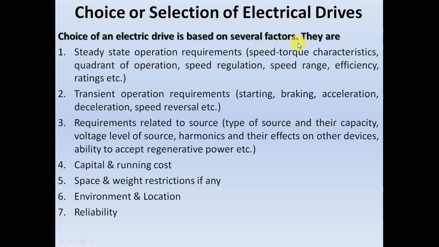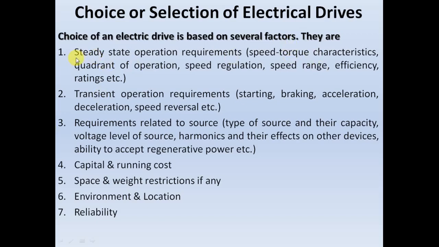Next we are going to study the various factors which must be taken into consideration while selecting a particular electric drive for an application. You just cannot choose an electric drive at random for any sort of application. The various factors must be taken into consideration before choosing an electric drive for a particular application. Those factors are given here.